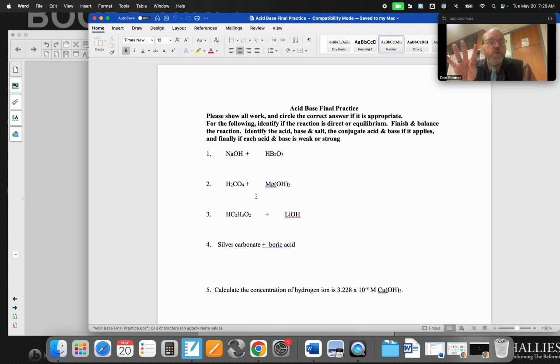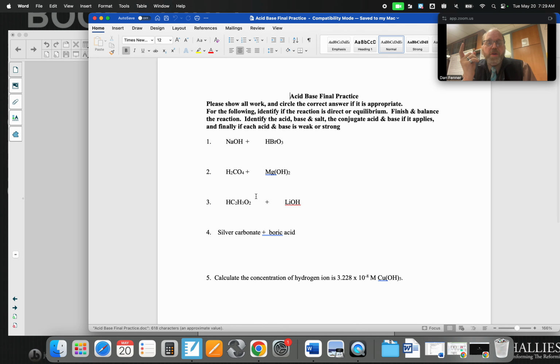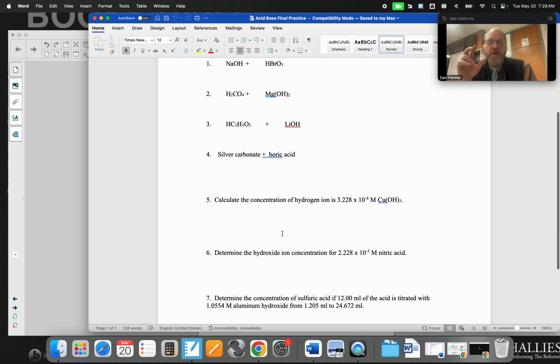So we've got 4 titrations here. So you want to identify the acid, the base, the salt, the conjugates if they're coming back. That's only if it's equilibrium, remember, and it's only equilibrium if one or both are weak. So we've got that for the first 4. Then we have 2 pH problems, and we have 1 titration problem. So do that first on the first day, and we'll check the answers here in a second.